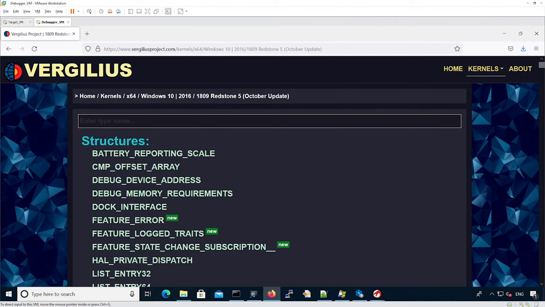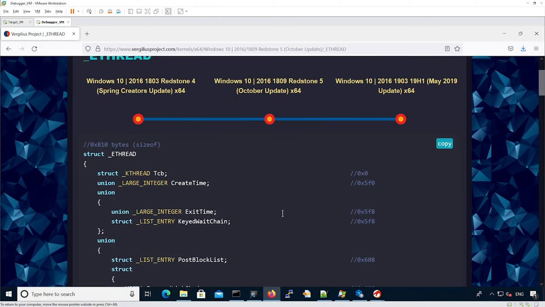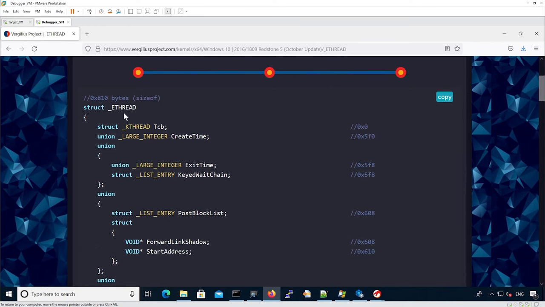So we are going to be looking at the ETHREAD structure on Vergilius for Windows 10 1809. We can see that the first element of the ETHREAD structure is a KTHREAD, and it's inline, it's not a pointer, which means the KTHREAD structure is 5F0 in size. This can be confirmed by clicking on KTHREAD.